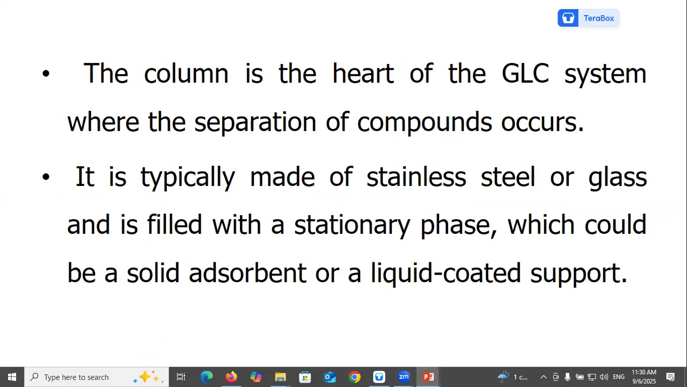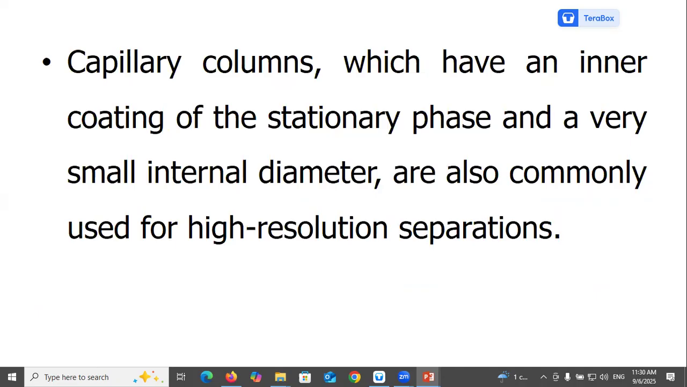The column is the heart of the GLC system where the separation of compounds occurs. It is typically made of stainless steel or glass and is filled with a stationary phase, which could be a solid adsorbent or a liquid coated support. Capillary columns, which have an inner coating of the stationary phase and a very small internal diameter, are also commonly used for high resolution separations.